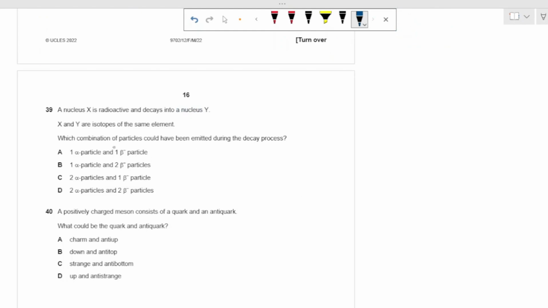Question 39. A nucleus X is radioactive and decays into a nucleus Y. X and Y are isotopes of the same element. Which combination of particles could have been emitted during the decay process?